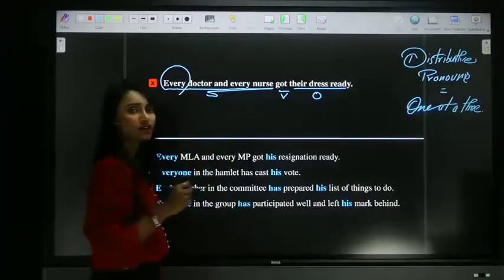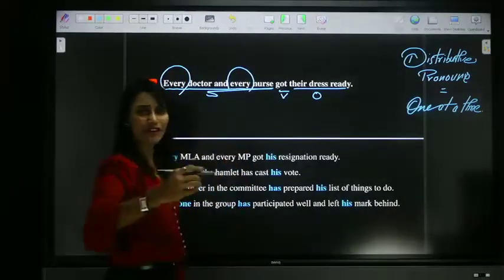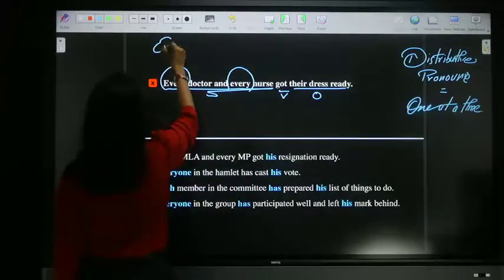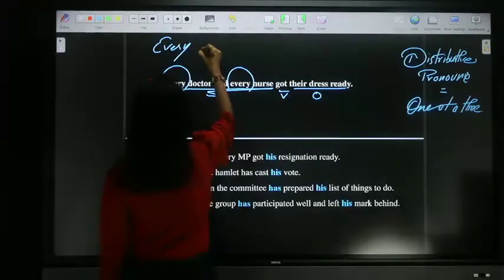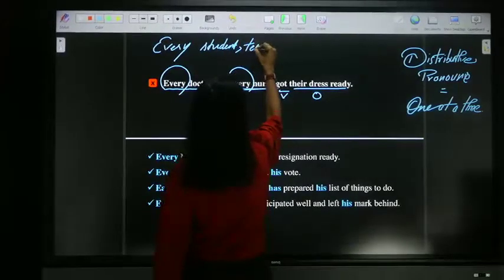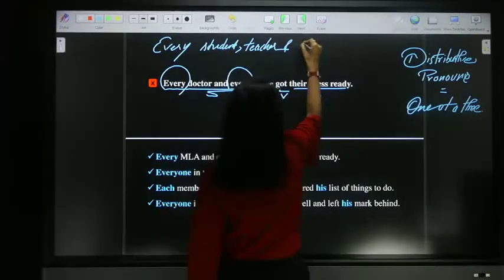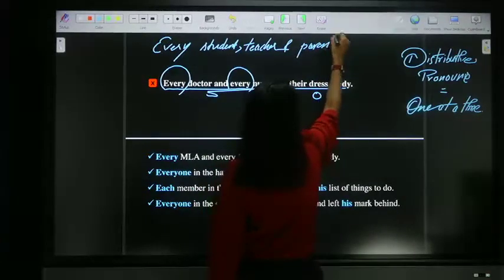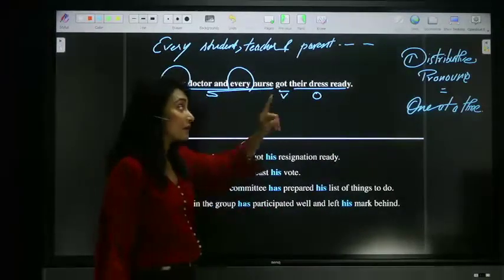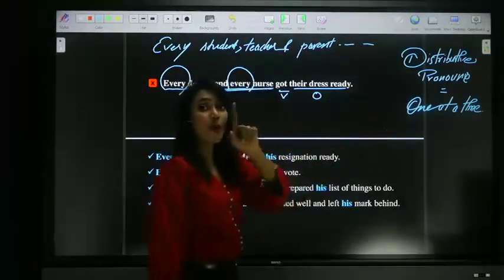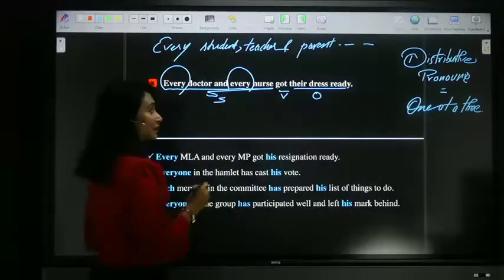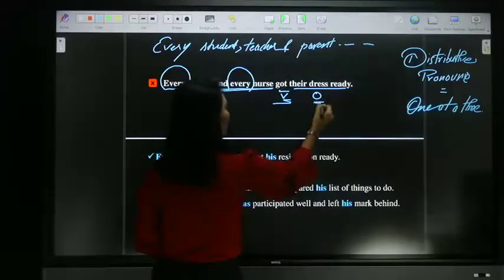So every doctor and every nurse and every patient, how many everys you added, or how many times you have taken, like every student, teacher, and parent. So how many nouns you added or how many everys you added? Remember, distributive pronouns indicate one at a time. That means our subject is singular. When subject is singular, verb must be singular and the pronoun must be singular.